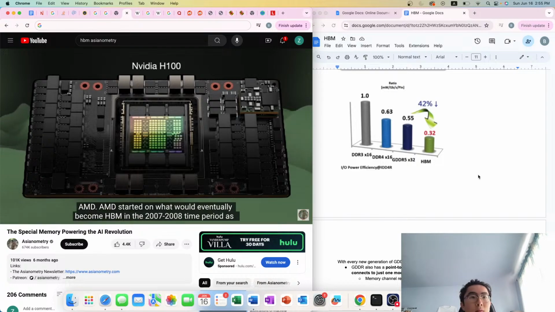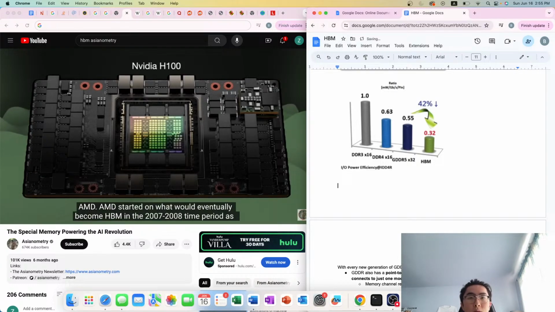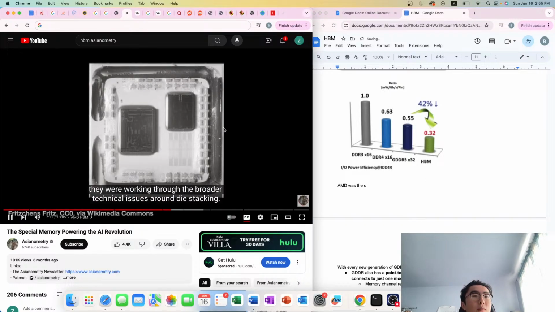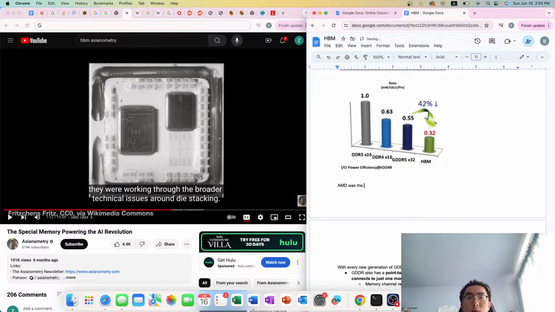AMD started on what would eventually become HBM in the 2007-2008 time period as they were working through the broader technical issues around die stacking. Huh. So AMD was the original pioneer of HBM in 2007, 2008.